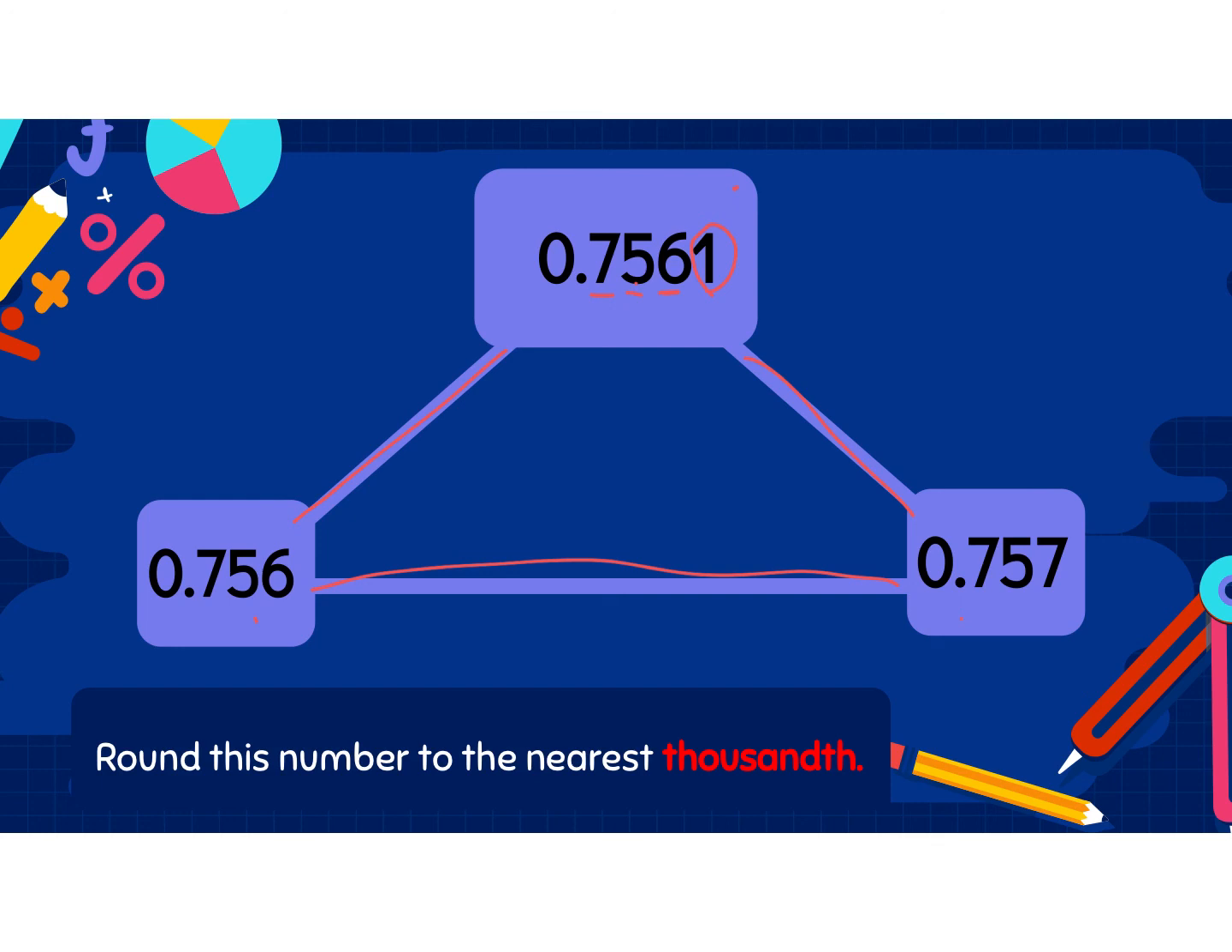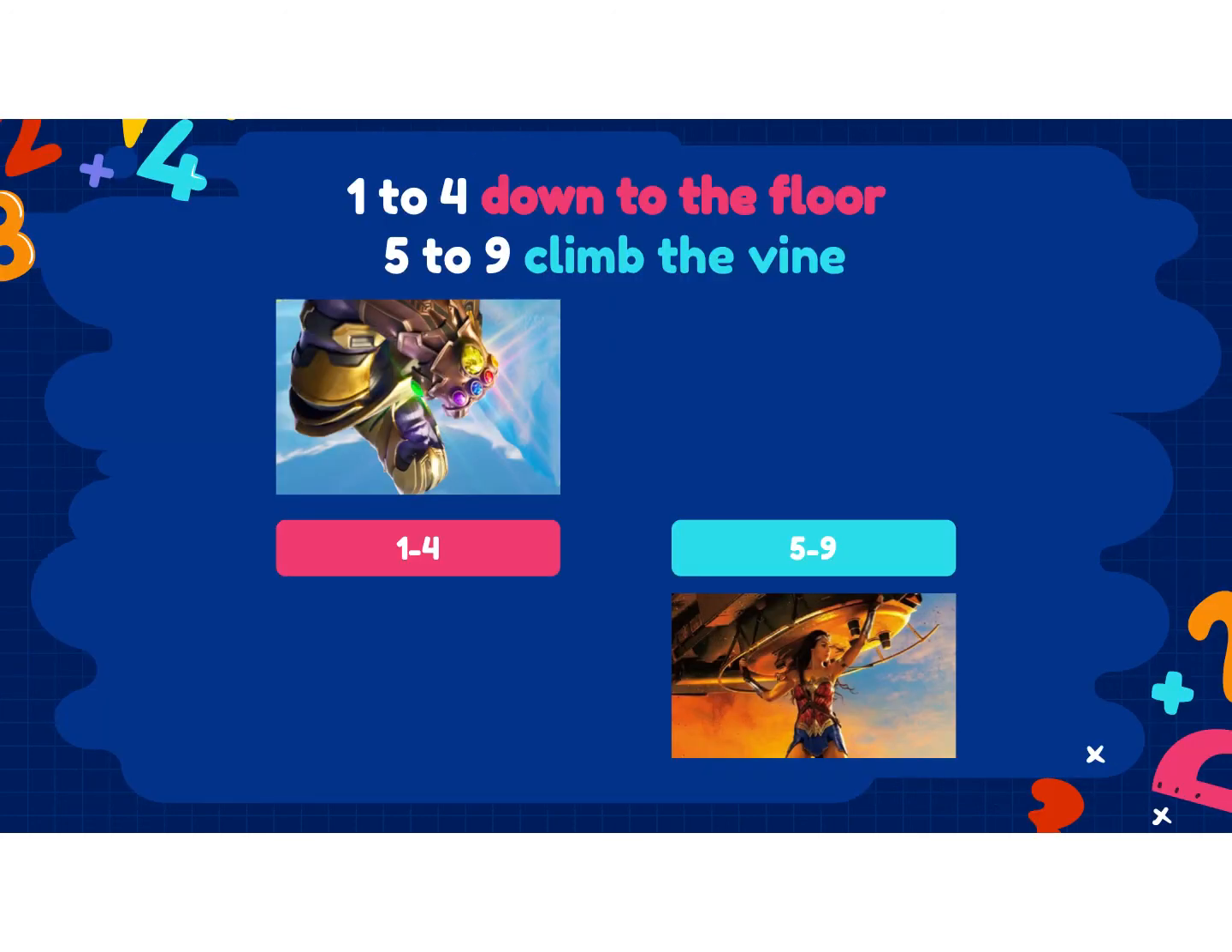Go back to this video and you can pause it right here so that you can get this done. Remember, you're drawing this diagram, putting the number line right here in the middle, and deciding and showing your work to show, do we round 0.7561 down or do we round it up if we're rounding to the nearest thousandth? Remember this little anecdote, 1 to 4 down to the floor, 5 to 9 climb the vine. It'll be very helpful for you.